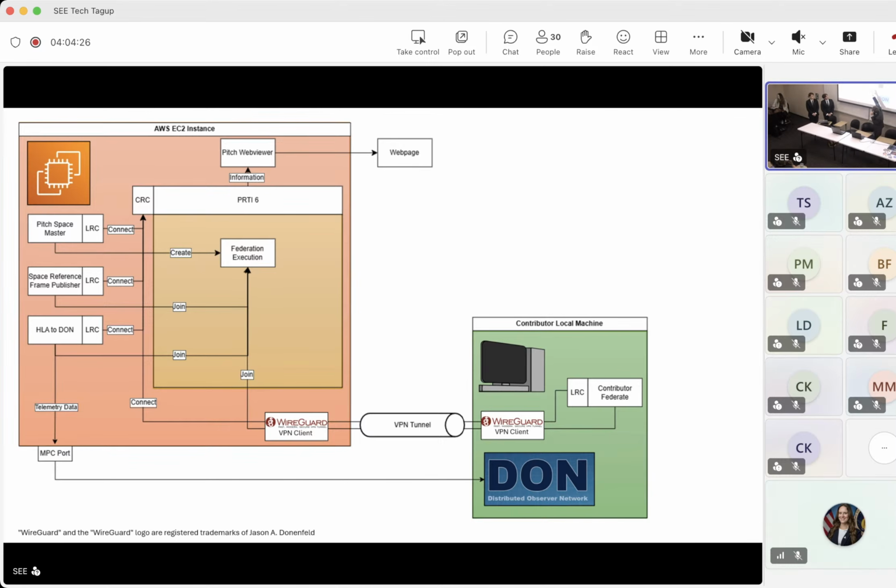Then the information from the RTI gets sent to the Pitch Web Viewer application, which then hosts a web page where that information will be viewed. In addition, the HLA to Dawn federate is also publishing telemetry data to a port, which can then be read by the client-side Dawn application to visualize the simulation. Next slide, please.